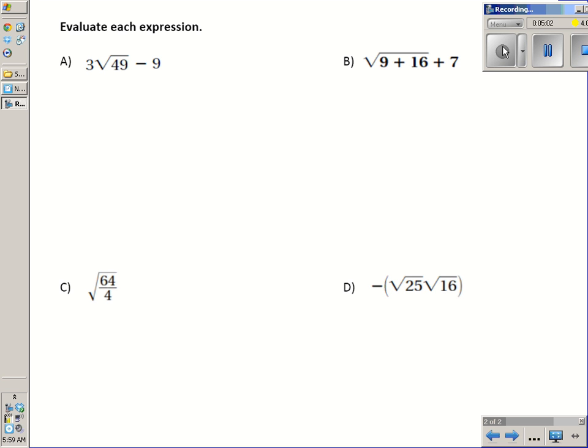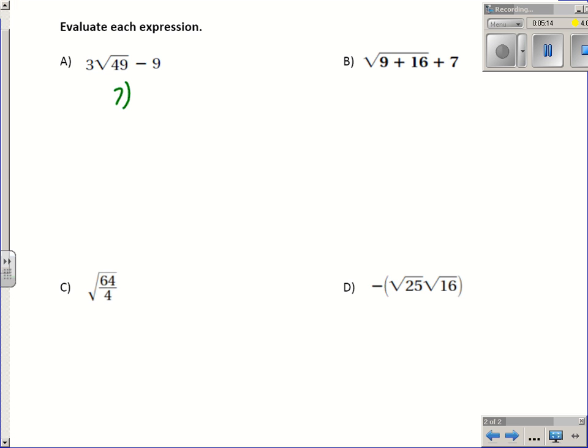Okay, all right, so here we've got to evaluate each expression. So I've got 3 times the square root of 49 minus 9. You guessed it, we want to do what's in the radical first. Square root of 49, which is 7. That gets multiplied by the 3, subtracted by the 9. 21 minus 9, we end up getting 12.